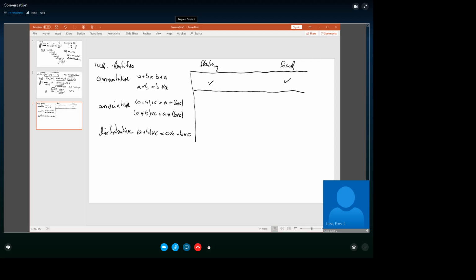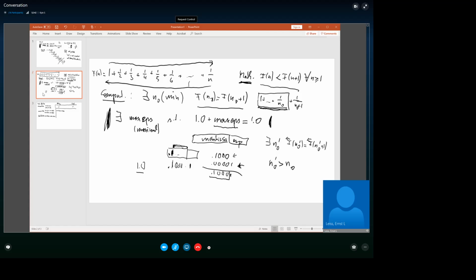Well, associativity. A plus b, plus c is a plus, b plus c. That's the identity, the mathematical identity that we fully expect to hold, and of course it doesn't. For instance, we can take a is equal to 1, and b and c are equal to max epsilon. So what does that mean? We have a plus b, which is 1 plus max epsilon, and 1 plus max epsilon is 1.